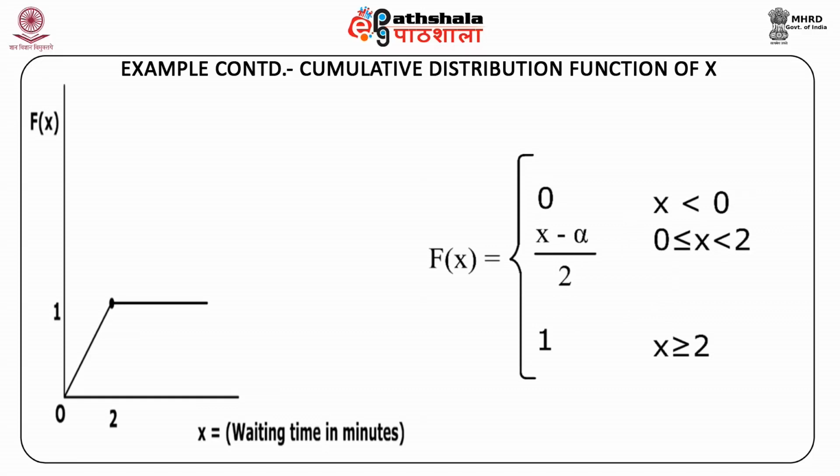F(x) is equal to 0 for x less than 0. It is equal to (x minus alpha) upon 2 when 0 is less than or equal to x is less than 2, and it is equal to 1 when x is greater than 2. In the figure, F(x) will increase continuously with slope equal to 1 upon (beta minus alpha), which is equal to 1 by 2, and will be equal to 1 when x is equal to 2.